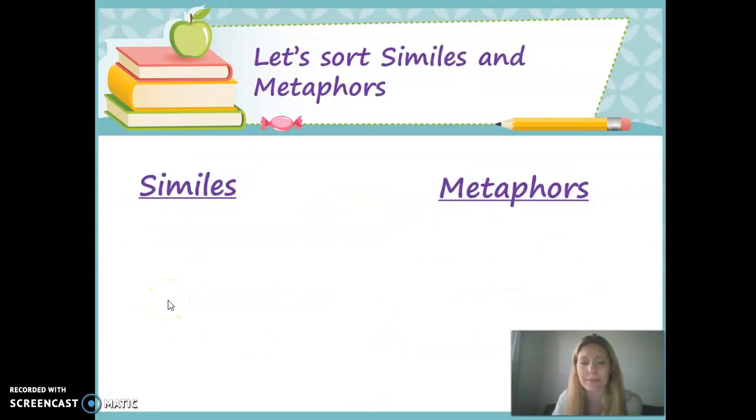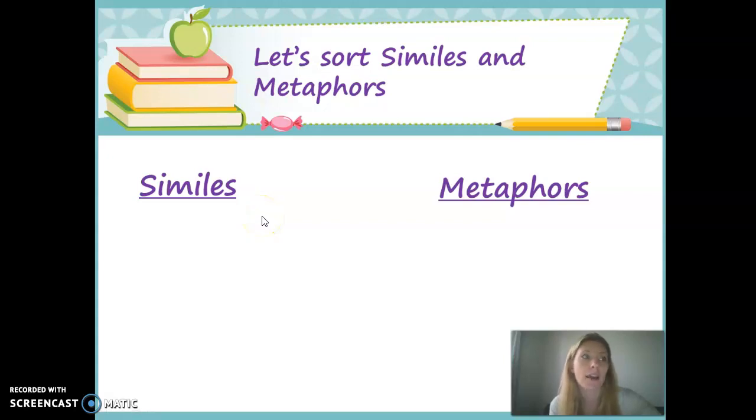Let's sort similes and metaphors. Listen as I read the following sentences. We'll sort them under simile or metaphor. Remember, a simile uses like or as to compare two things. A metaphor compares two things using is or are. Let's try the first one.